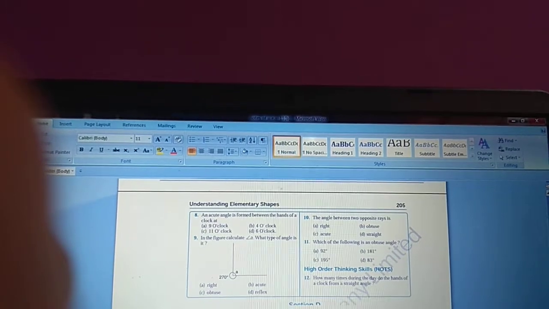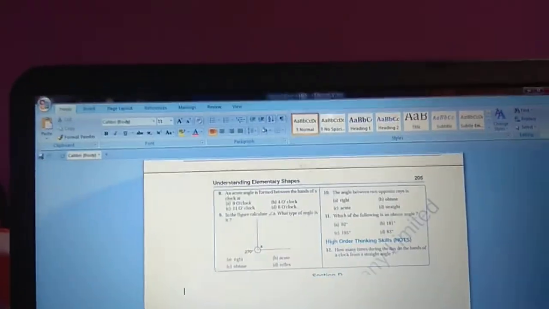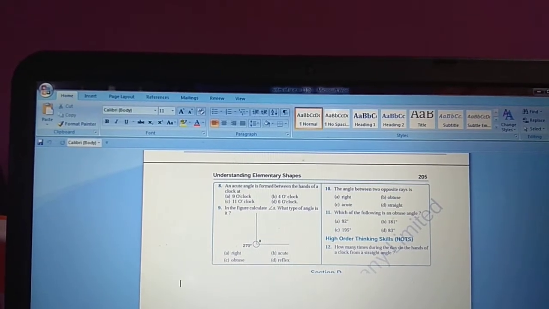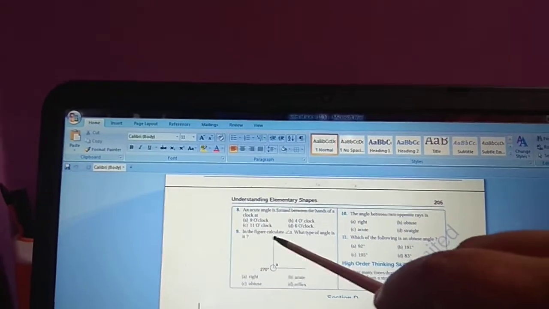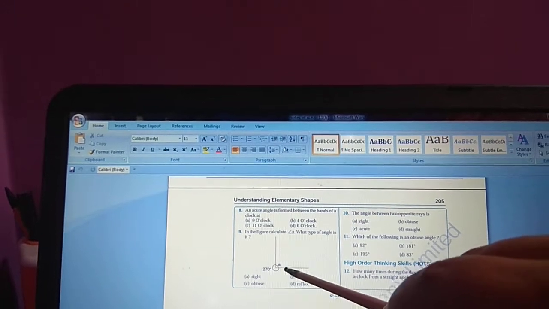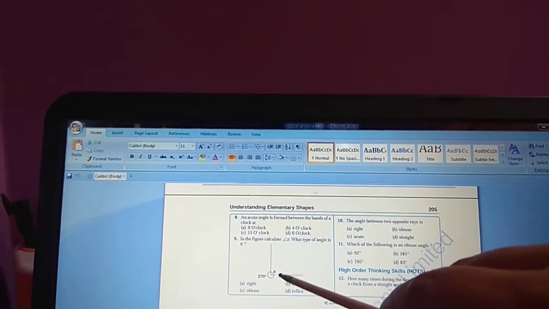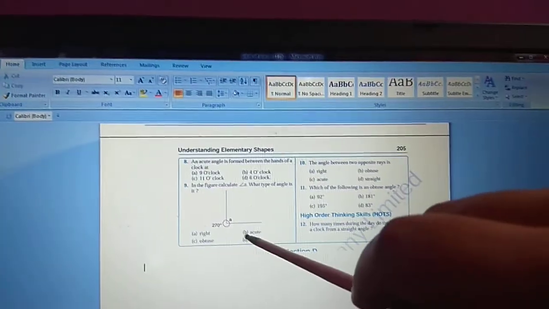Now we will go to number 8. An acute angle is formed between the hands of the clock at which time? Here some times are given: 9 o'clock, 4 o'clock, 11 o'clock, 6 o'clock. You have to find at which time the angle between the hands is acute. Then comes number 9. In the given figure, calculate A. The exterior angle is given as 270. The total is 360. So you need to find A and write what type of angle A is.